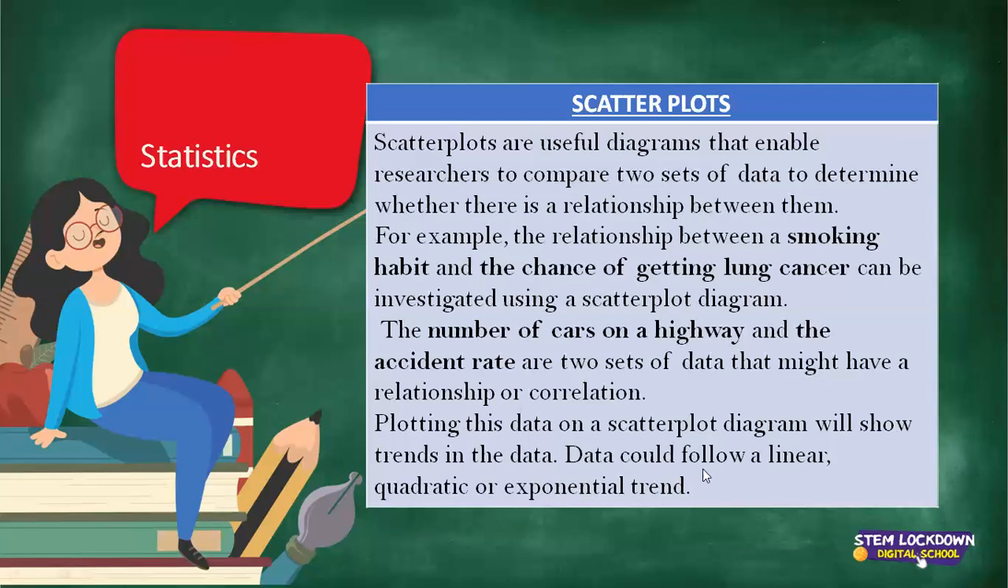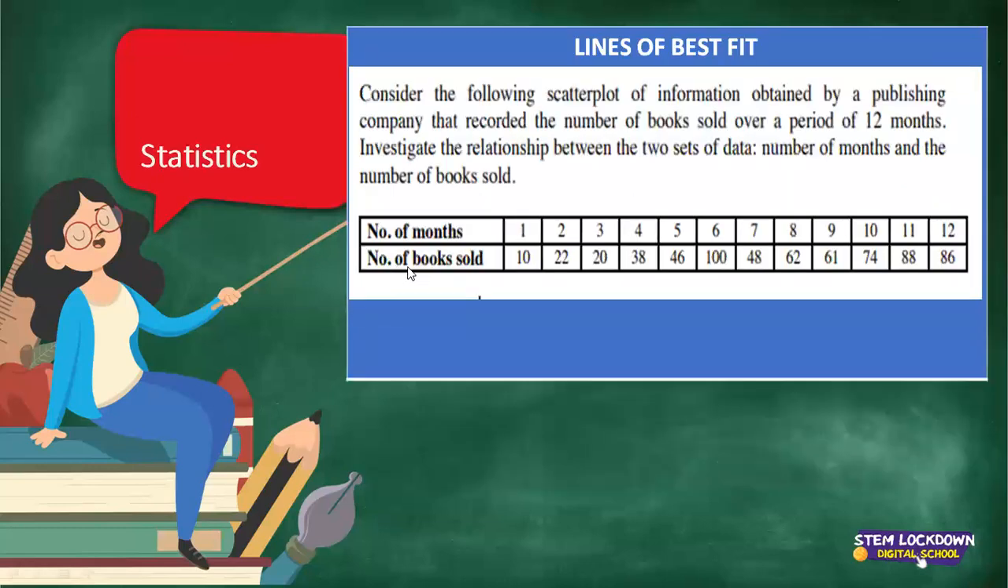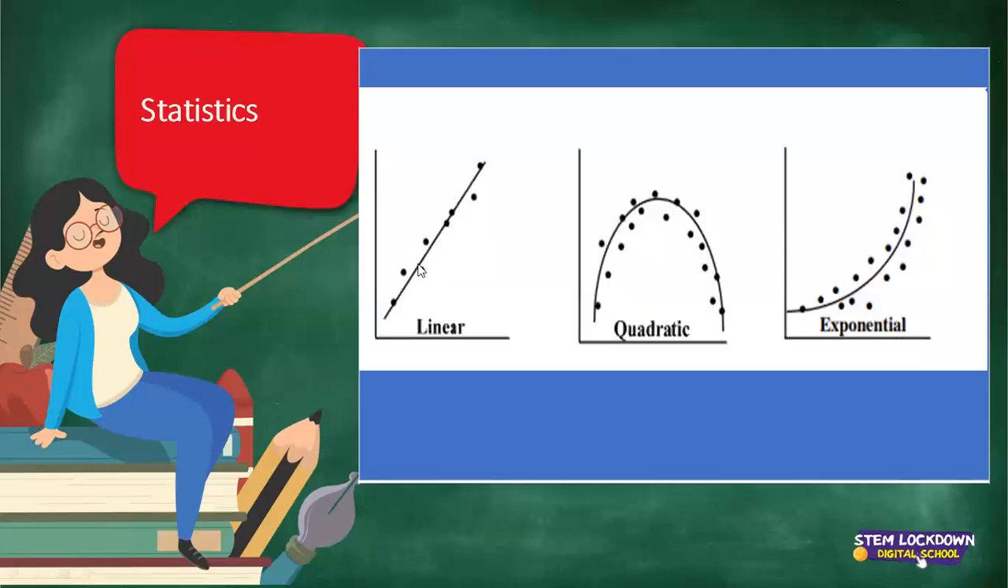Data could follow a linear, quadratic, or exponential trend. Some data form a linear trend. We have some data that, when you plot them, look like this. Like this, it is a linear trend.